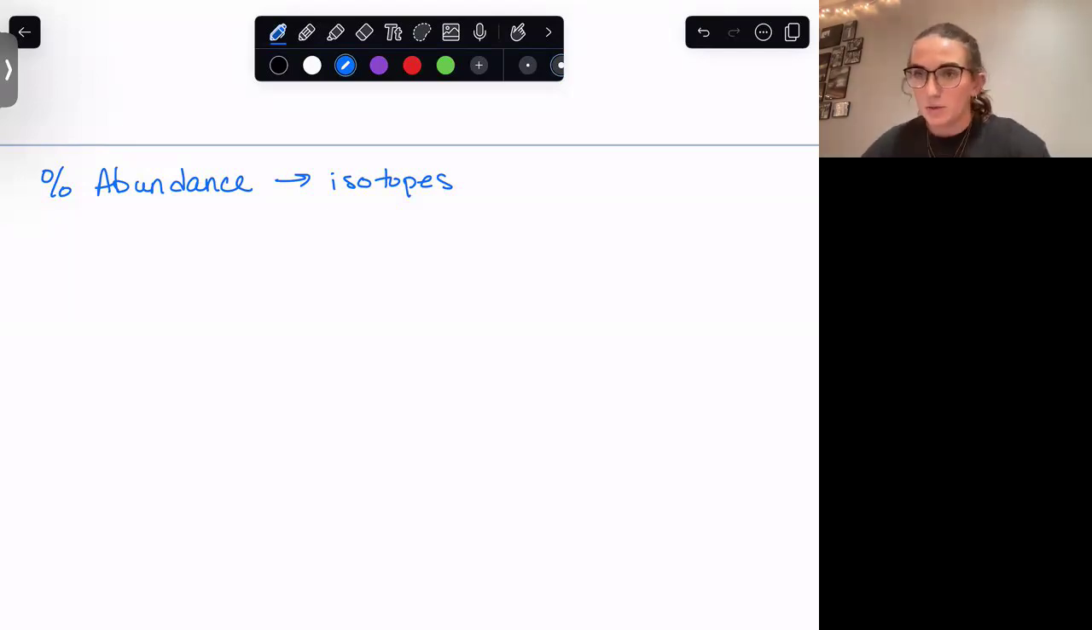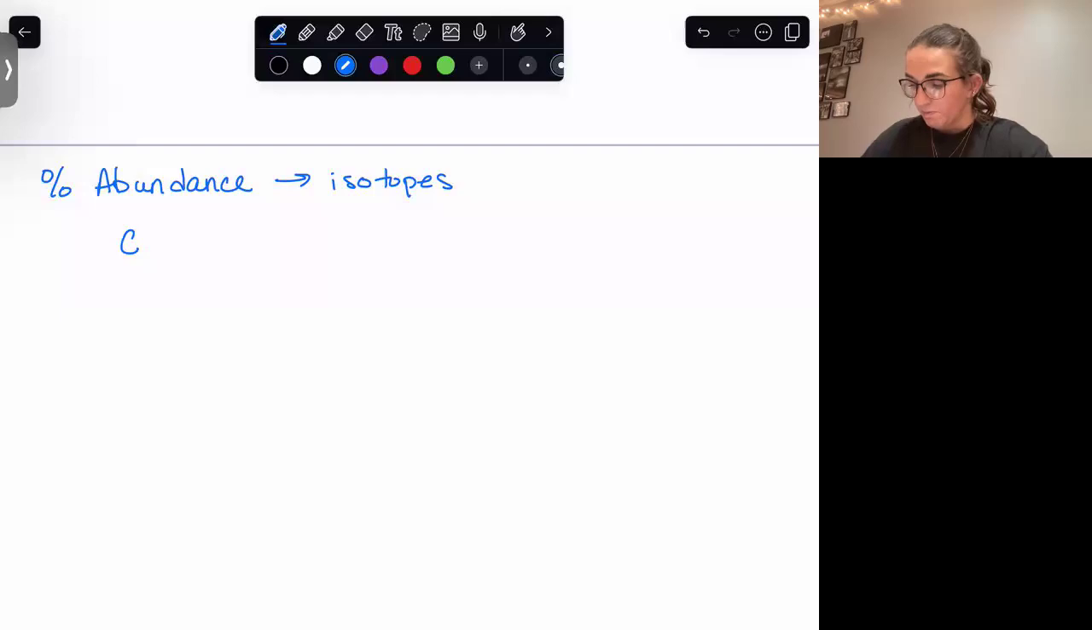So percent abundance deals with isotopes. The value on the periodic table, the molar mass or molecular weight for that element, is the result of all of the weighted averages of the isotopes known for that element. So a lot of the times they use, like, gallium, right? I feel like we get a lot of those.